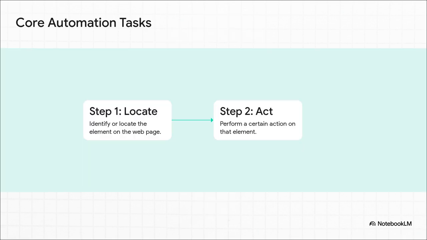And it turns out all of web automation really just boils down to this super simple two-step process. First, you've got to find the thing you want to mess with, the element. Then second, you do something to it, like click it or type in it. That's it. For this explainer, we're going all in on that crucial first step, locating the element.